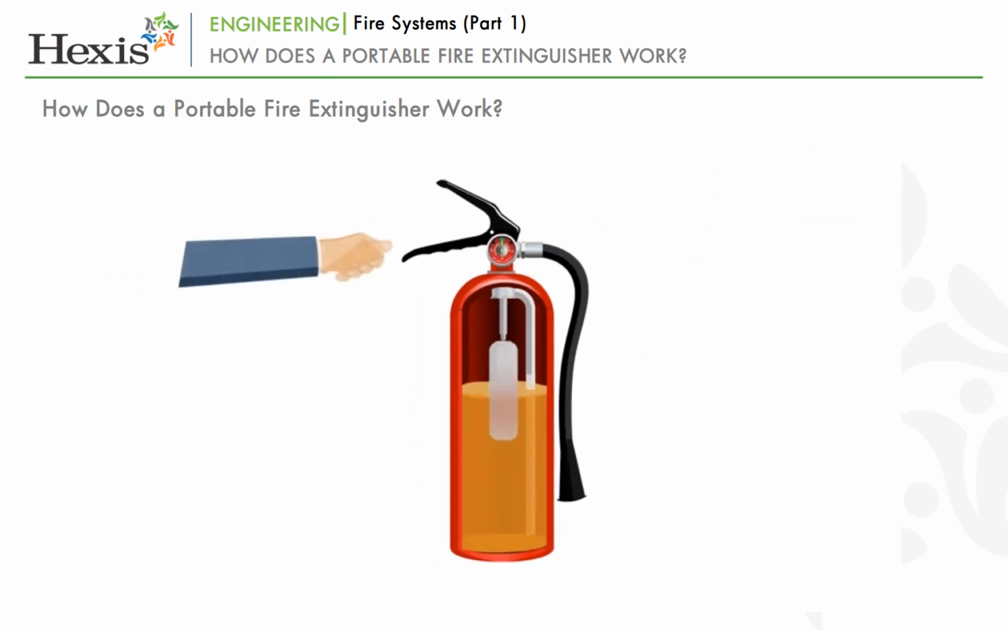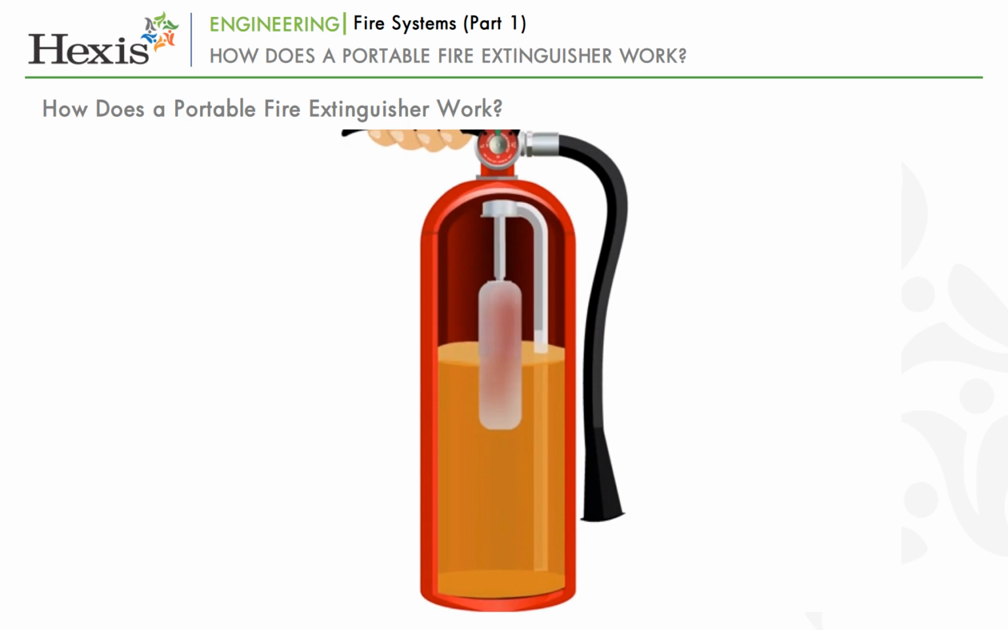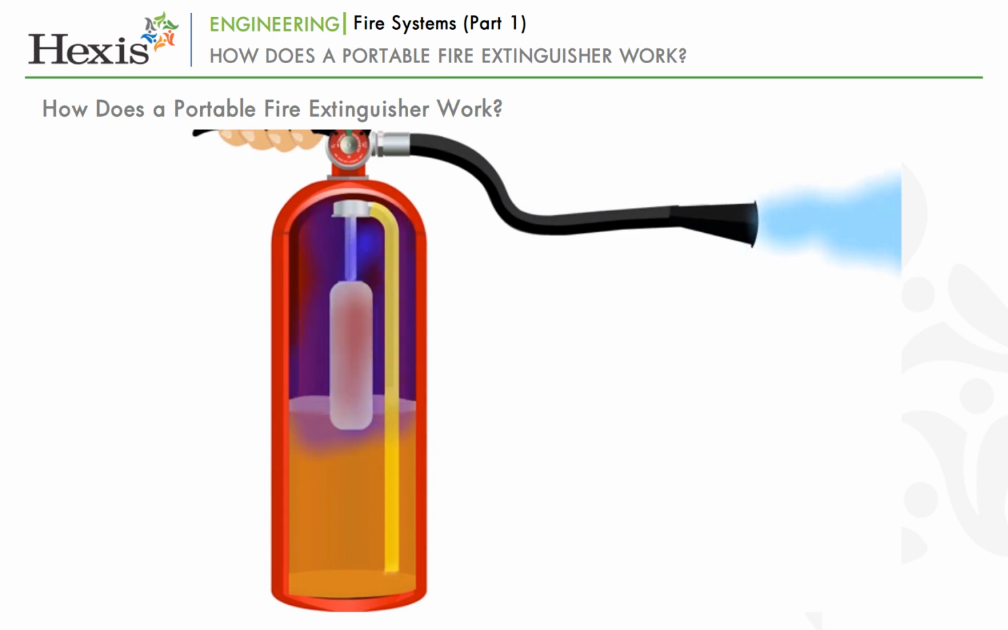To operate the extinguisher, you pull the ring and press the handle. Pressing the handle opens a valve that releases the pressurized gas from the canister. The gas immediately expands and fills the inside of the extinguisher, pushing the water downward. As the water is pushed down, it rises up the tube. A jet of water emerges from the nozzle.